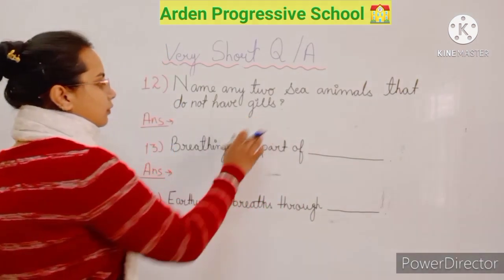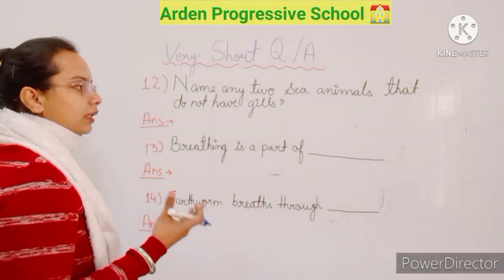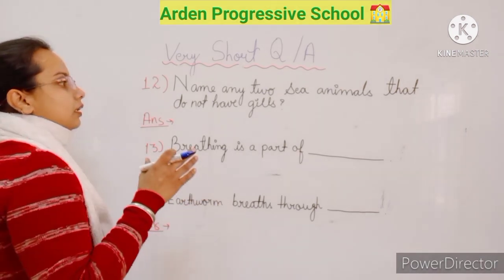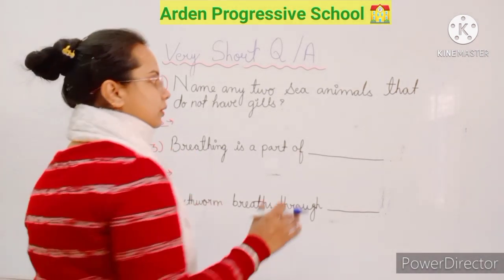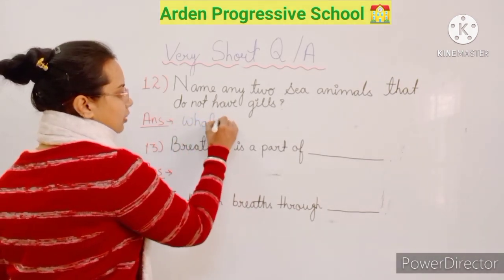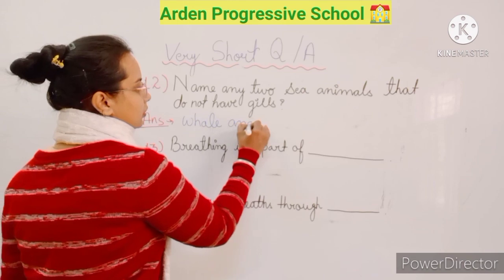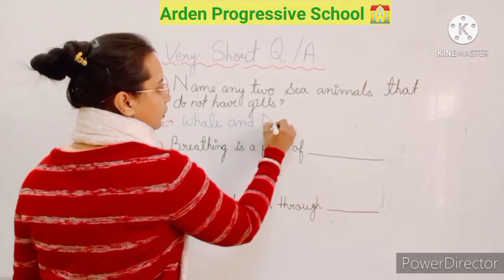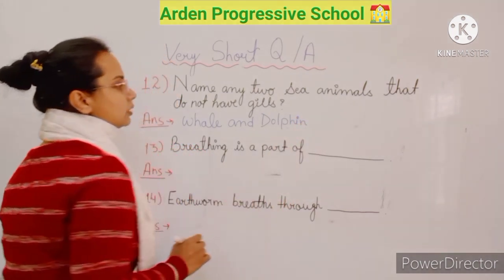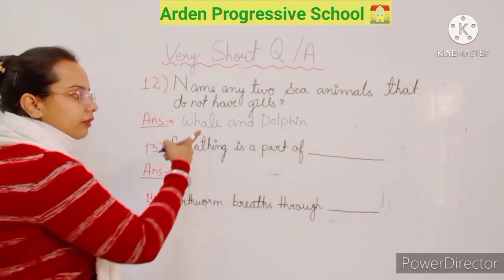Now the next question is question number 12: name any two sea animals that do not have gills. So you have to write the names of two sea animals that do not have gills. Okay, so that is whale and dolphin. These are the two animals that don't have gills, they have lungs.